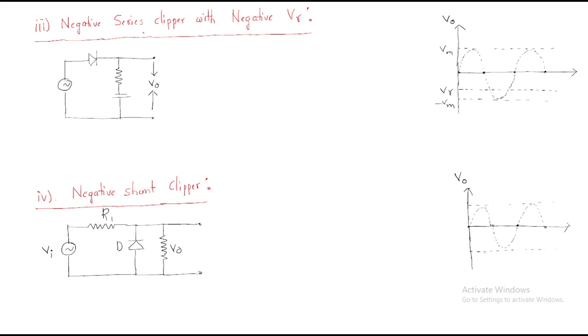The next is negative series clipper with negative VR. So this is the negative series clipper and this is the negative VR. So for the first case, for the positive half cycle, the input voltage is greater than minus VR.